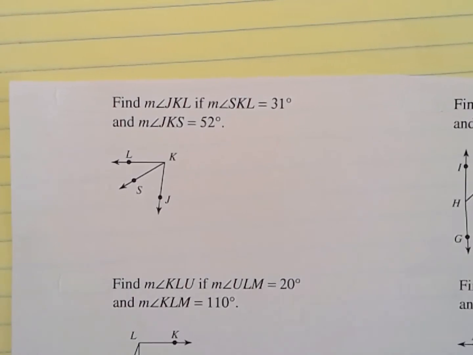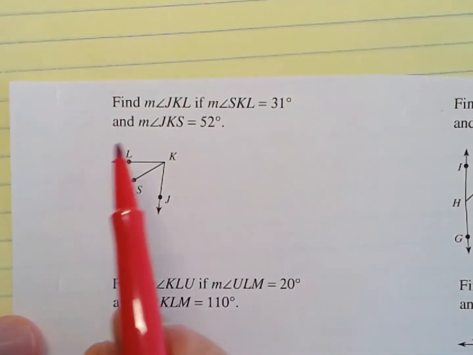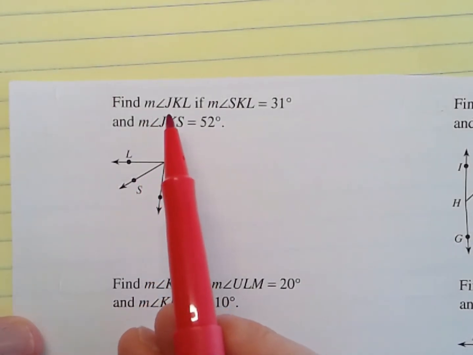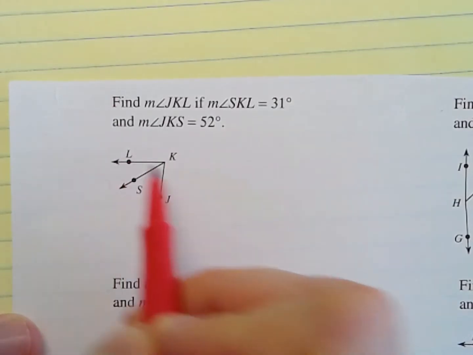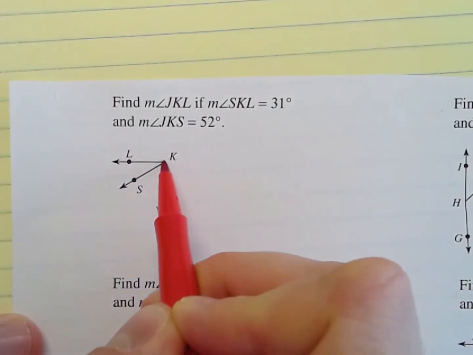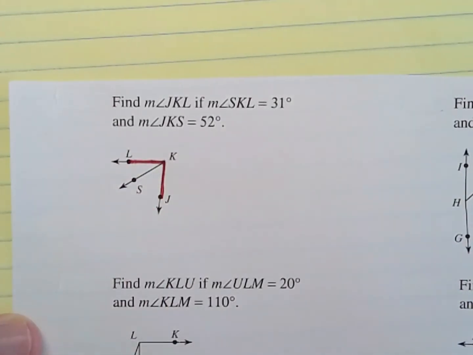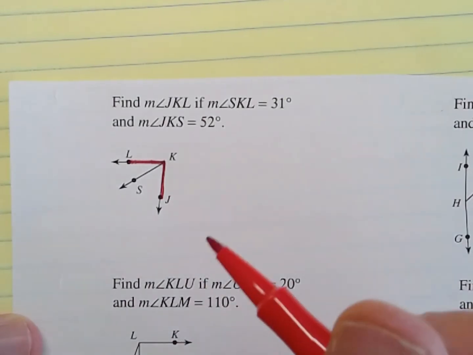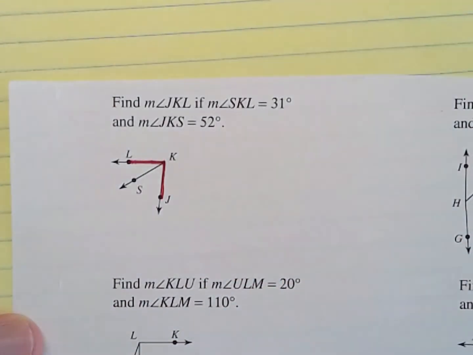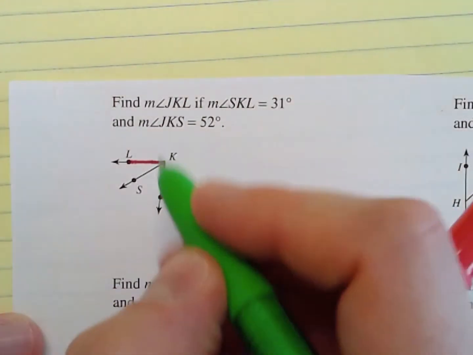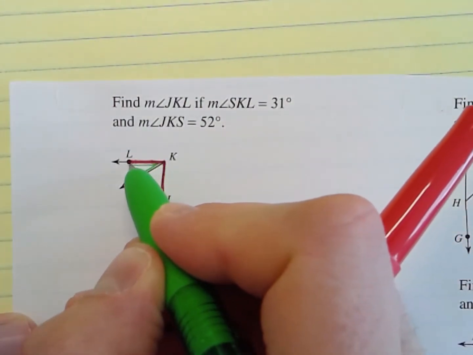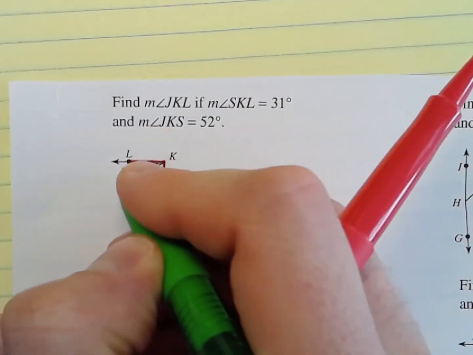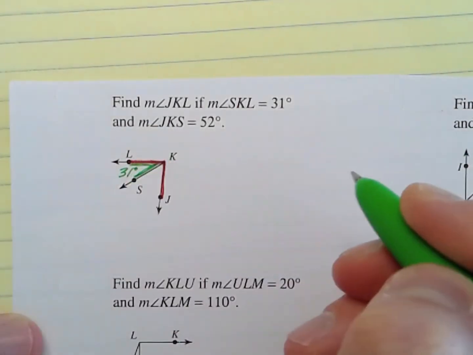So now that we did some segment addition, we're going to try angle addition. Looking at this example, we want to find the measure of JKL, that angle right there. If SKL is 31, so SKL, this little piece right here, is 31 degrees.